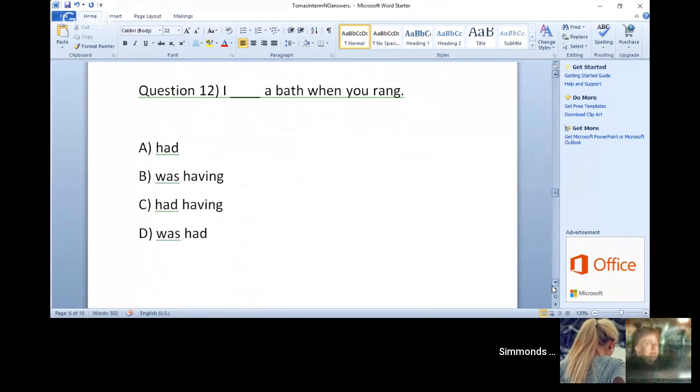So this is why I was having a bath when you rang. It doesn't make any sense if I say I had a bath when you ring. The same thing happened at the same time, but one thing I was doing, so I used the action form. So I was having a bath at that time when it happened. Okay, good. All right. So basically, yes, there are two actions here.